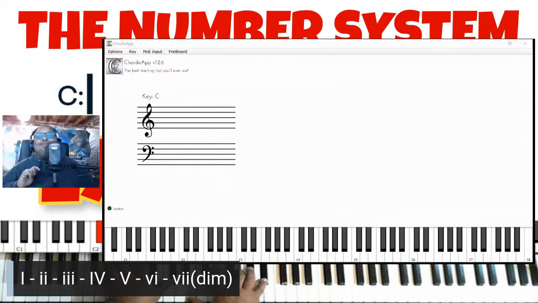You hear a 2-5-1 in every tutorial. I don't care what song it is. I don't care what song it is, and I'll go over that 2-5-1 in a second. But for right now, let's look at the key of C. Now, 2-5-1 is a popular chord progression that usually brings you to the end of something.